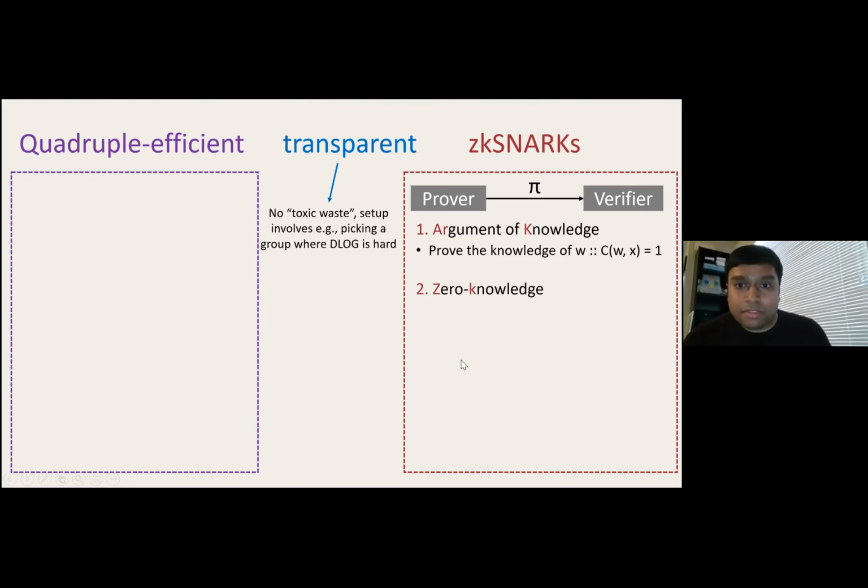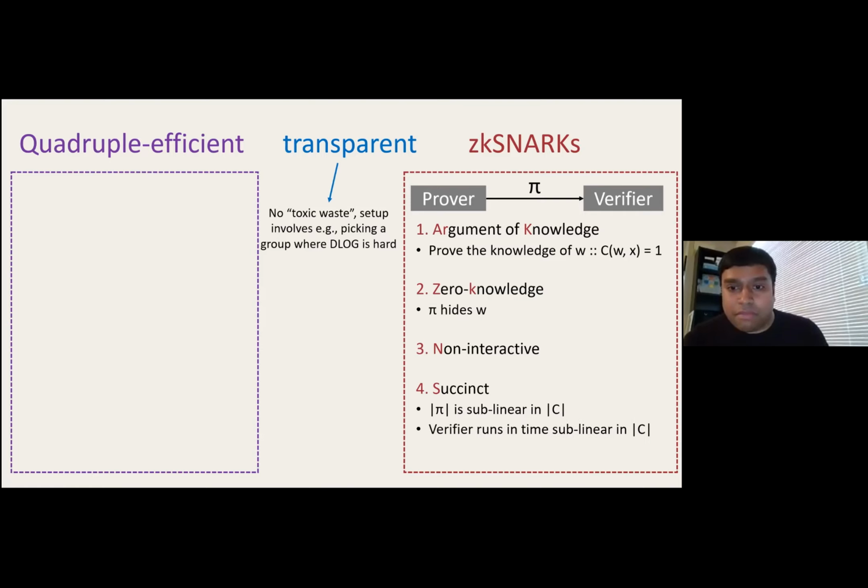Second, it's zero knowledge, which means that the proof does not reveal anything about the witness beyond what's implied by the statement. Third, it's non-interactive. The prover just sends a single message to the verifier. Finally, it's succinct. There are two forms of succinctness that are generally considered. One is that the proof is sublinear in the size of the circuit, and the verifier's runtime is also sublinear in the size of the circuit.